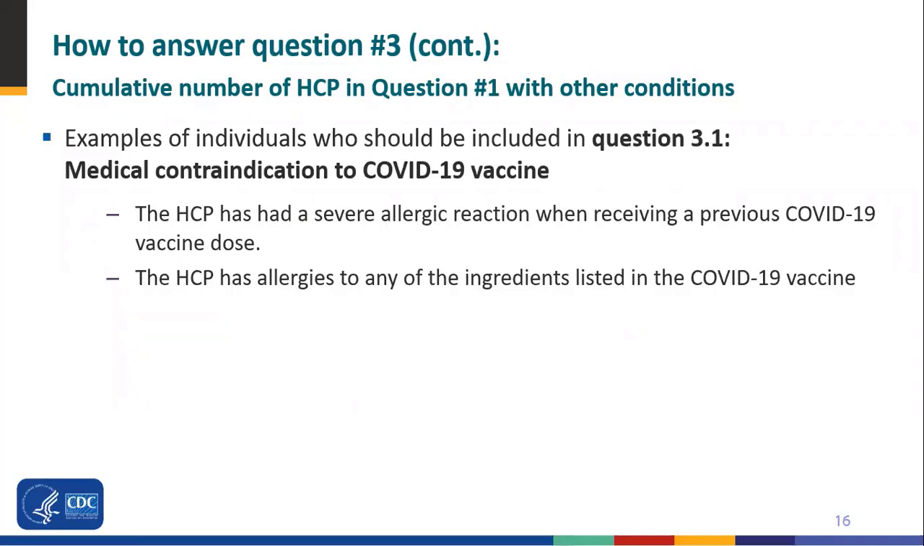We'll now review some instances of individuals who should be included in question 3.1. Individuals are counted in this category if they are medically contraindicated. For example, if they had a severe allergic reaction when receiving a previous COVID-19 vaccine dose, or if they had allergies to any of the ingredients listed in the COVID-19 vaccine.